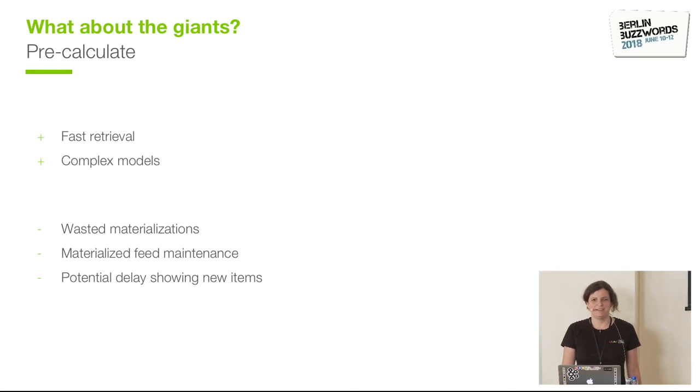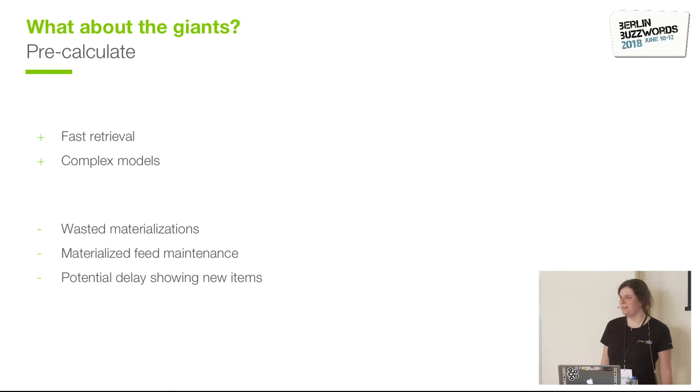Then the last point is how fast can you be in getting new items into users' feeds, depending on whether or not you do batch processing or how complex your pipeline is. Does it take you 1 minute for new items to appear? Does it take you half an hour? We think that's quite a crucial factor for the success of your feed. That's quite hard to get right in this scenario.